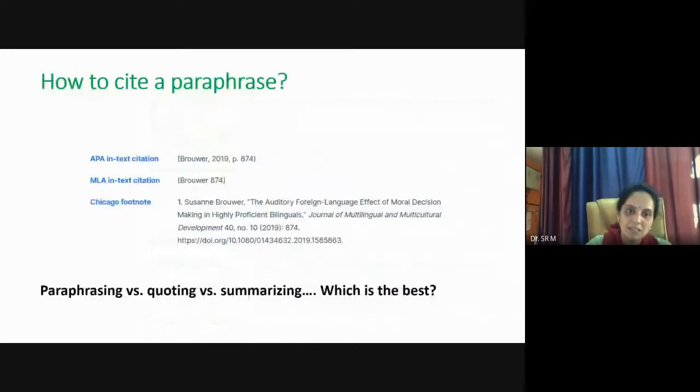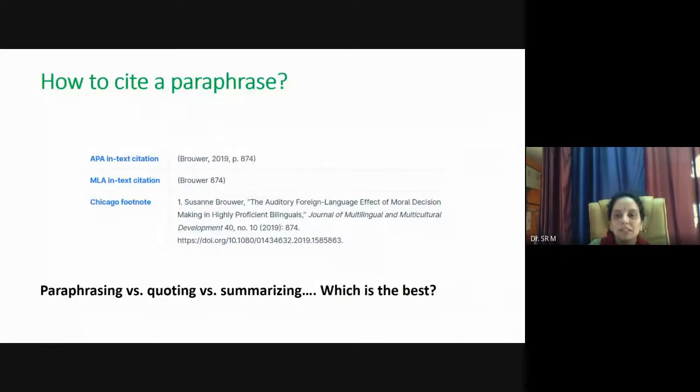Now, how do I cite a paraphrase? Once you have paraphrased the required text, having reworded something, the next step is to give credit to the original author. You can use any kind of in-text citation, depending on where you want to submit your paper or dissertation. In APA in-text citation, we use the author's last name followed by the year of publication, then the page number. In MLA, just the author's last name as well as the page number. In Chicago footnote, we mention everything: the author's full name followed by the title, where it was published, the issue number, year, page number, DOI, link, whatever I want to give.